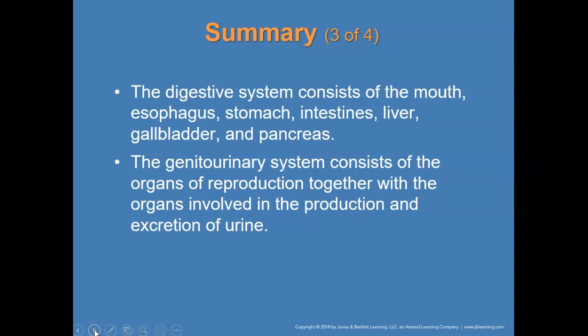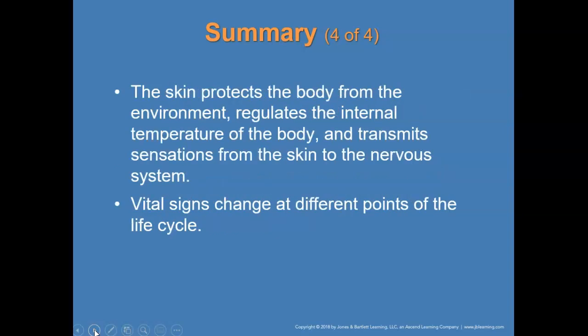The genitourinary system consists of the organs of reproduction, together with the organs involved in the production and excretion of urine. The skin protects the body from the environment, regulates the internal temperature of the body, and transmits sensation from the skin to the nervous system. Vital signs change at different points of the life cycle.